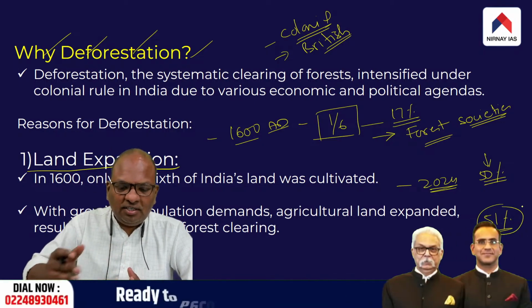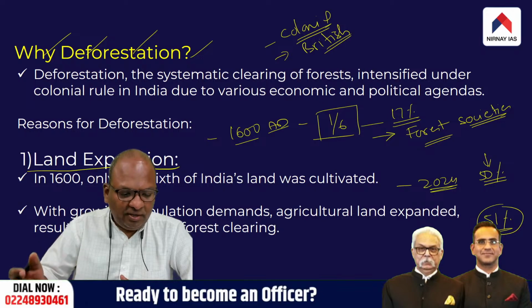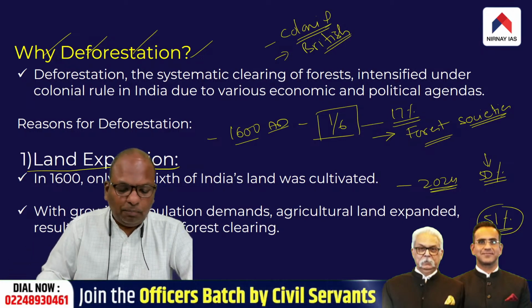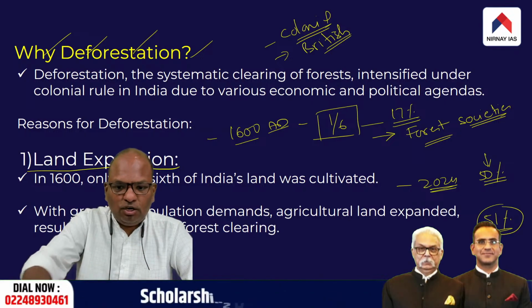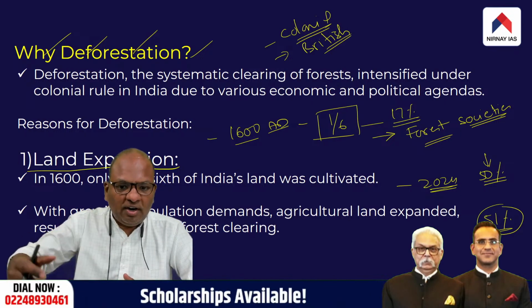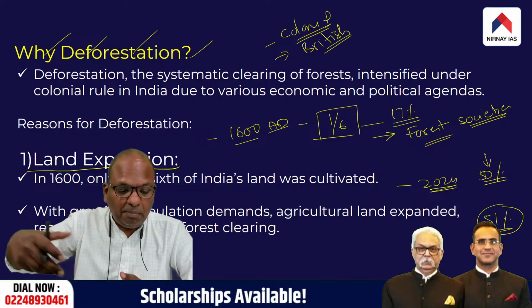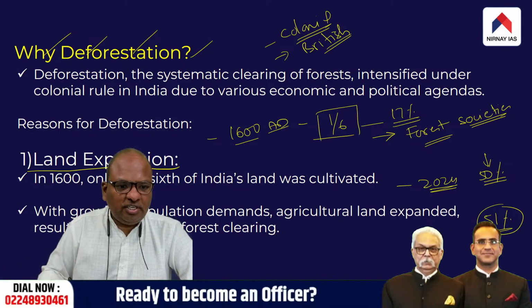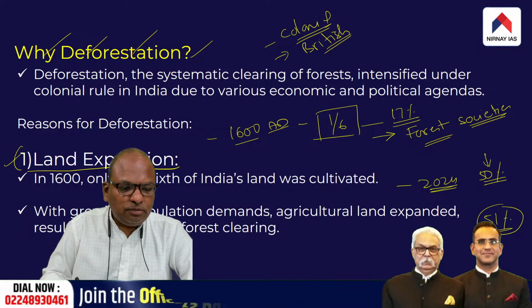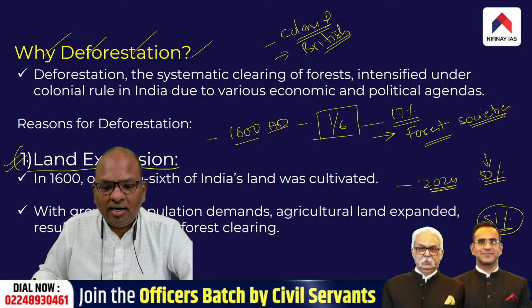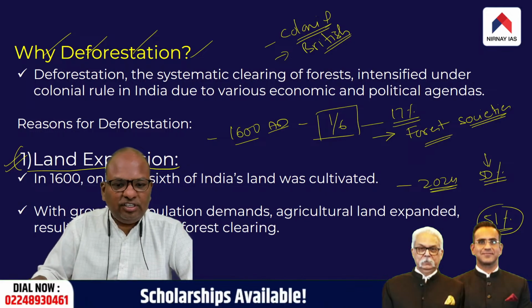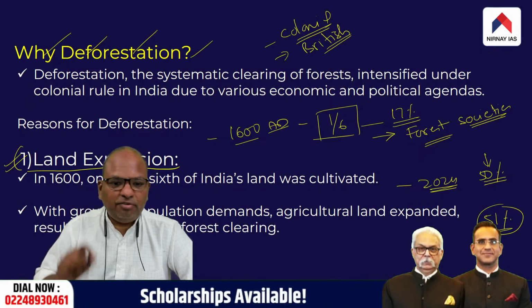And this expansion in cultivation happened as a result of deforestation. The point is, forest began to be cut and more land began to be brought under the plough. So reason number one for deforestation is the expansion of land under cultivation.